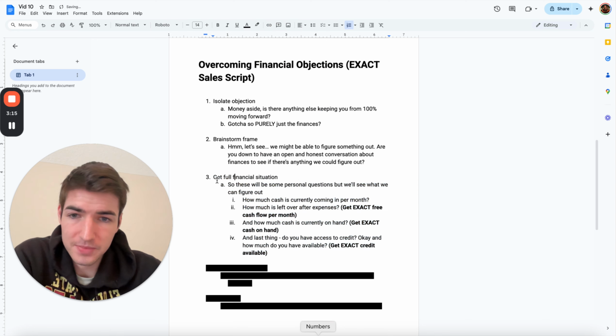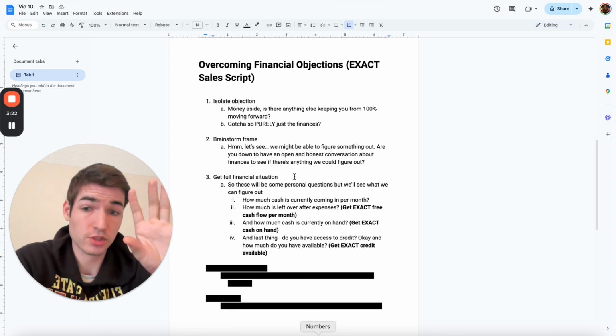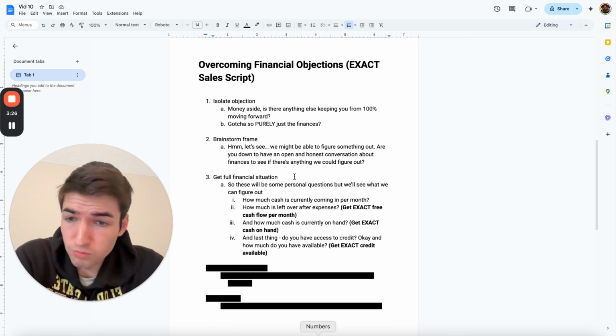Next step, get their full financial situation. I'm going to go over the step. By the way, I got a lot of this from Cole Gordon, so shout out to him. This is where I learned a lot of this stuff. So go ahead and check him out if you want to. He's one of the great things in the sales space.